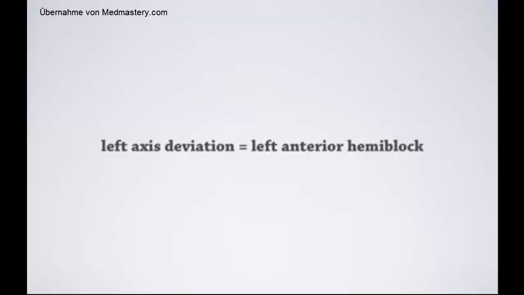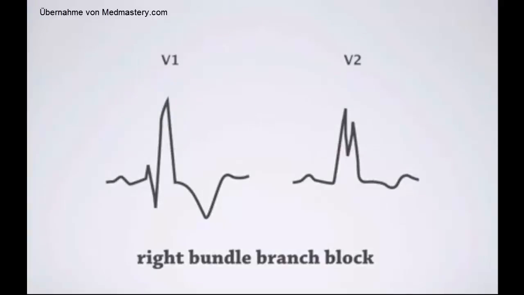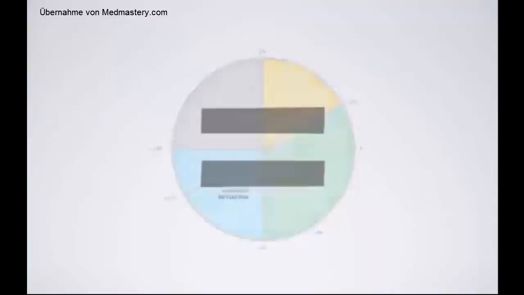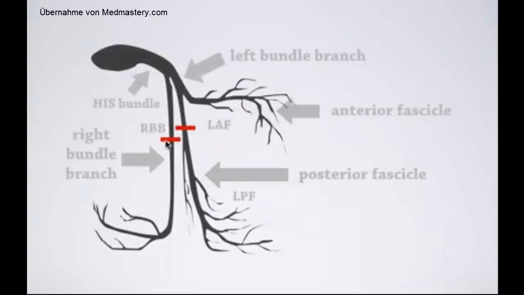Now let's turn to another scenario. Let's say you have right bundle branch block plus a right axis deviation. What does that mean? That means that you have a block in the right bundle branch plus a block in the left posterior fascicle. So the take-home message here is, if you have right bundle branch block, always look for axis deviation. If you have left axis deviation, that means that the left anterior fascicle is also blocked. If you have right axis deviation, that means that the left posterior fascicle is also blocked.